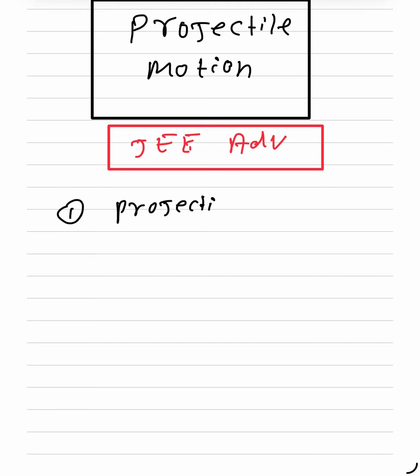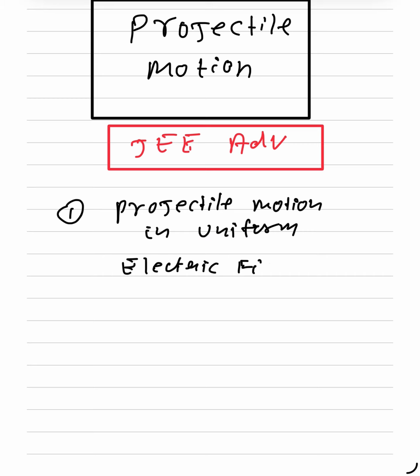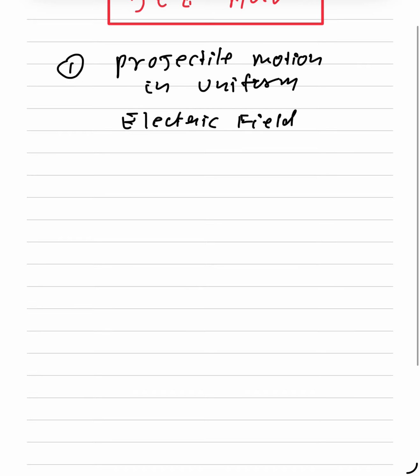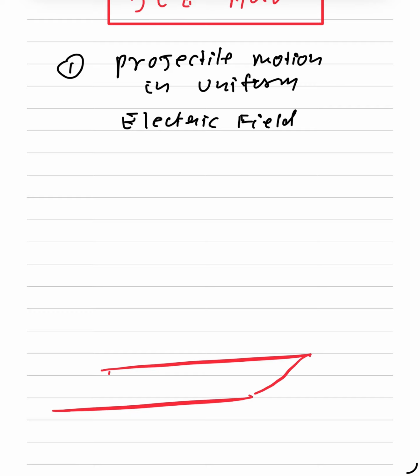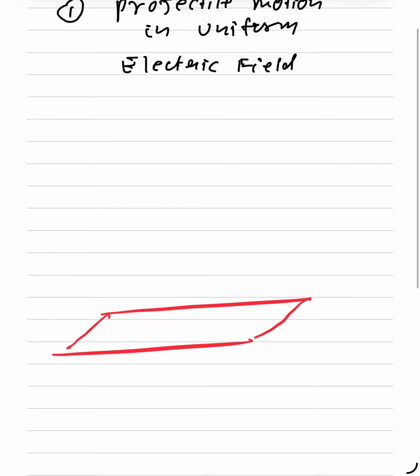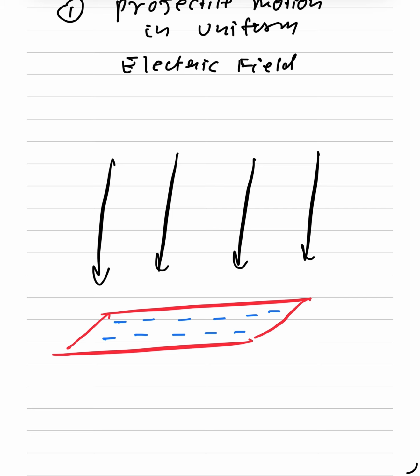Projectile motion in uniform electric field. Suppose that this is a charged plate, uniformly negative, or it can be uniformly positive. Both situations are possible. Suppose that negative charge is distributed like this, and the direction of the electric field is vertically downward, with value of electric field vector E vertically downward. A charged particle, positively charged, plus q, is projected in a uniform electric field as in the given diagram.